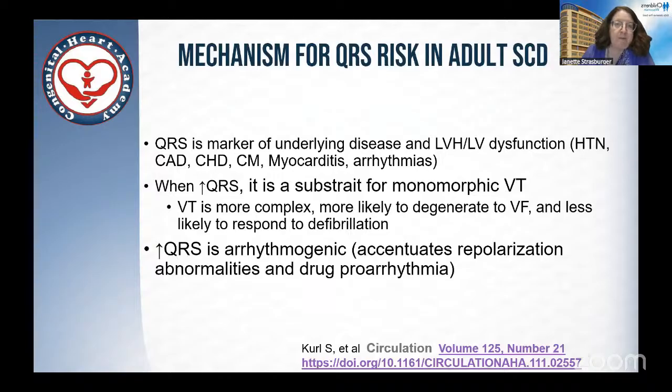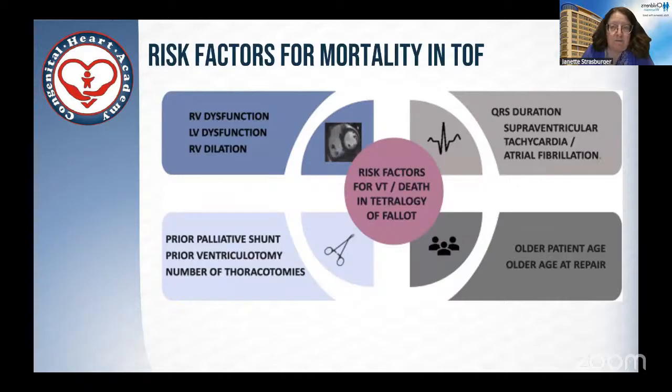And the mechanism is that it usually underscores the underlying disease state of LVH or LV dysfunction. An increase in the QRS is a substrate for monomorphic VT. It can be more complex VT and more likely to degenerate into VF, and it's less likely to be defibrillated. The increase in the QRS is also arrhythmogenic, especially in combination with arrhythmias or drug use, medication use. And of course, in tetralogy of Fallot, we all know that one of the pillars of tetralogy long-term survival, one of the risk factors is QRS duration above 180 milliseconds.